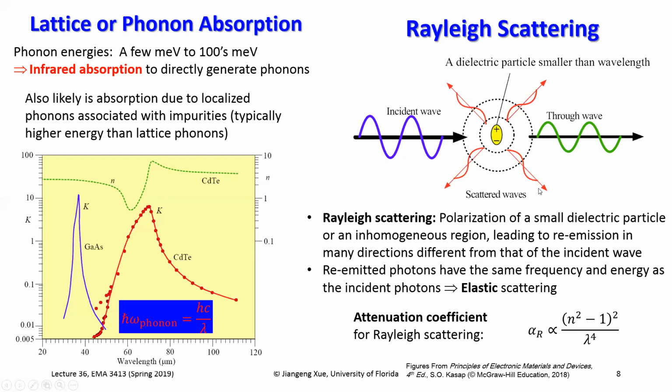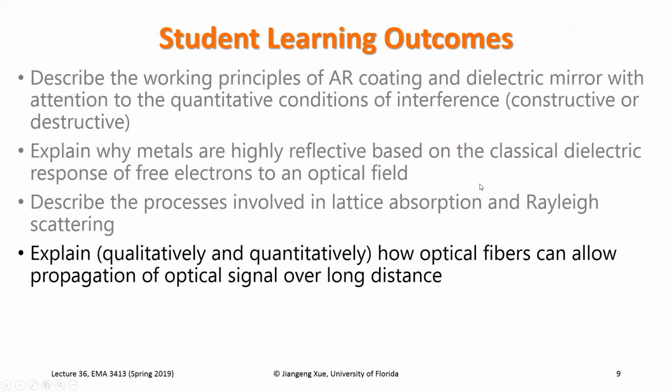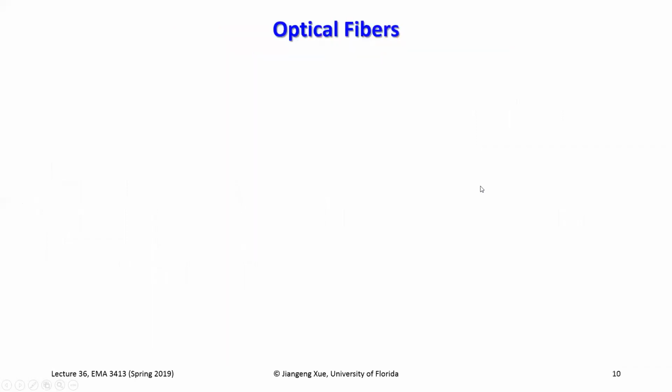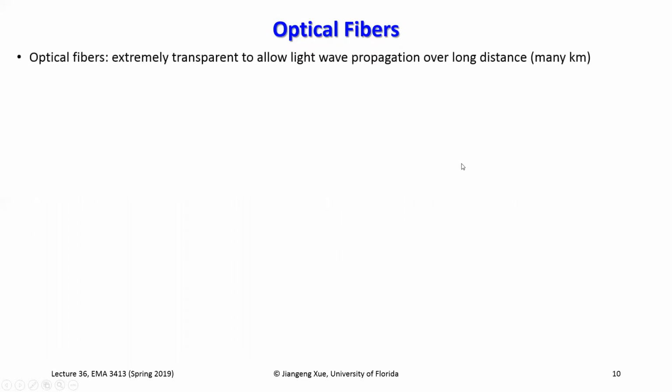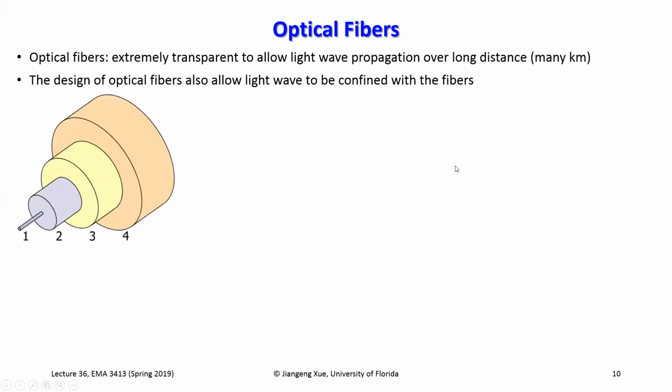So finally, you should be able to explain how optical fibers can allow propagation of optical signals over long distance. There are two requirements to allow light waves to propagate for long distance in optical fibers. One is that the fiber has to be extremely transparent. And the second is that the light wave has to be confined in the optical fiber. So let's look at the confinement effect first.